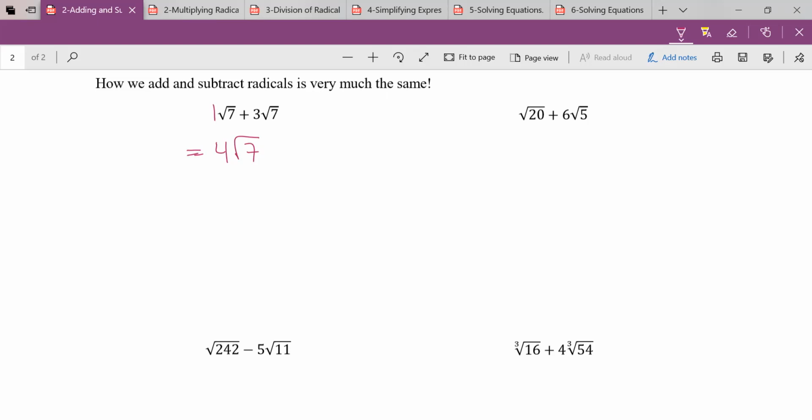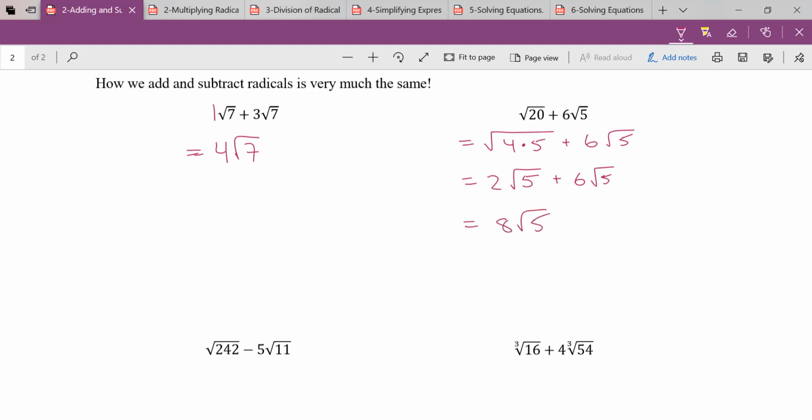I can't add these together. They're not similar because the radicands are not the same. So guess what we're going to do? We're going to turn these into mixed radicals in simplest form. So remember root 20, I would say, okay, what's a perfect square that goes into 20? 4. 6 root 5, not going to do anything there. Square root of 4 is 2, so 2 root 5. And now these are similar. I can add them because the radicands are the same. So 2 plus 6 is 8.